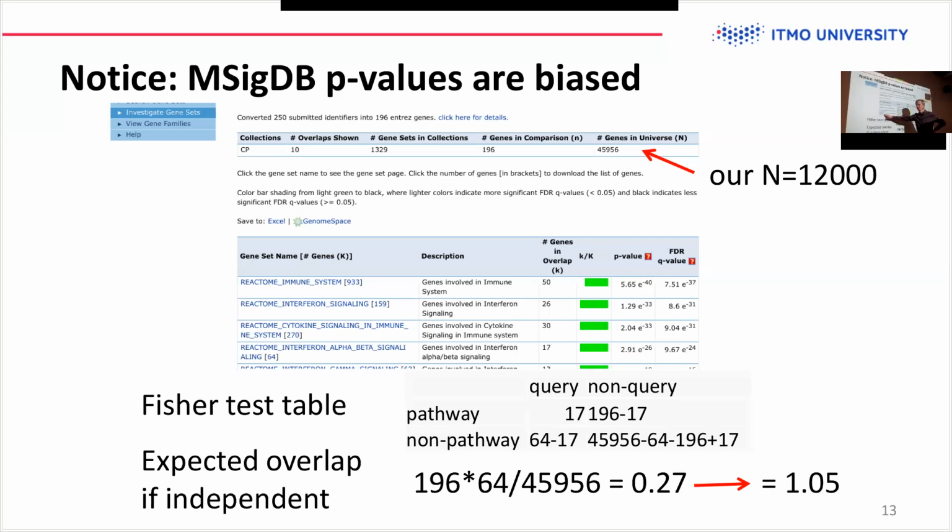So 64 here is the number of genes in this reference gene set. These are the genes that some people said are involved in interferon alpha and beta signaling. So this is a curated gene set that is present in the reference dataset. The 17 is the number of genes that overlap: we have approximately 200 genes in the query. We upload these 200 genes into MSigDB, and between these 200 genes and these 64 genes, there is an intersection of 17 genes.